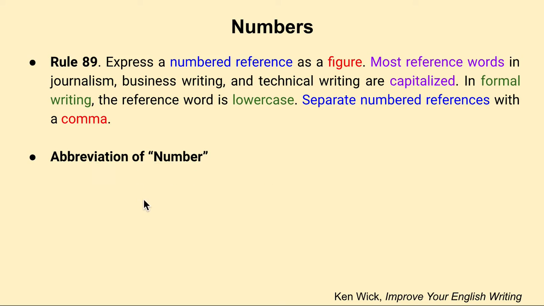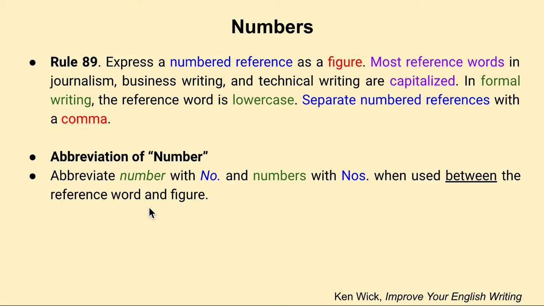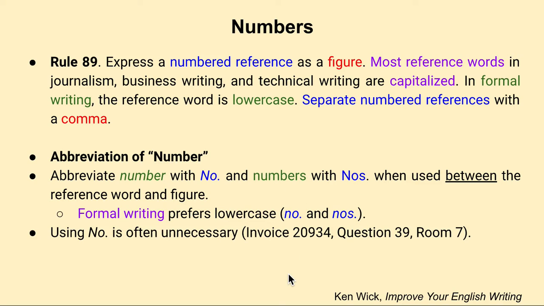Now about using the word or the abbreviation number. You abbreviate number as capital N-O period, and numbers as capital N-O-S, when used between the reference word and the figure. So I was using examples of room 3. If you said room number 3, you'd abbreviate the word number with capital N-O. But formal writing prefers lowercase, so N-O period and N-O-S period for numbers.